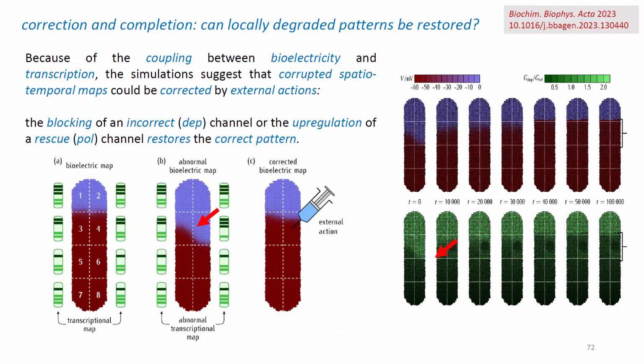If you go to correction of degraded patterns, which is also very interesting, for instance, Levin's group experiments have found the possibility of restoring corrupted spatial temporal maps. For instance, in these simulations with Levin, we try to recover the original polarized state of this region in this model aggregate by an external action. For instance, injection of an mRNA that gives the protein corresponding to the polarizing channel.